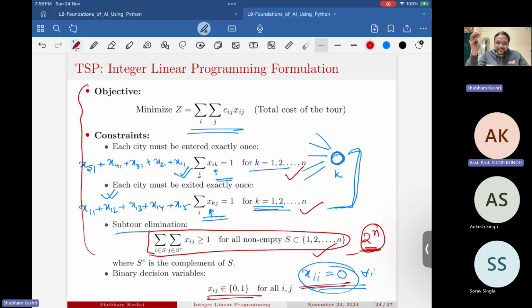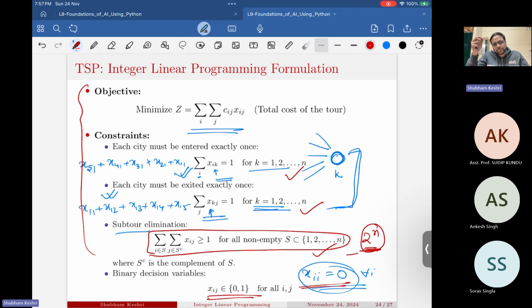Then how to solve this problem? Nobody has been able to give any exact solution method which can solve large problems, because this belongs to a category of problem known as NP hard problem. We were talking about the classification of problems in our previous class, and you can get approximate solutions.